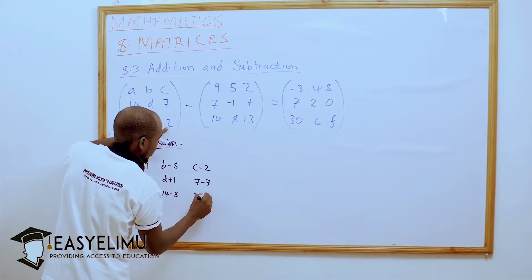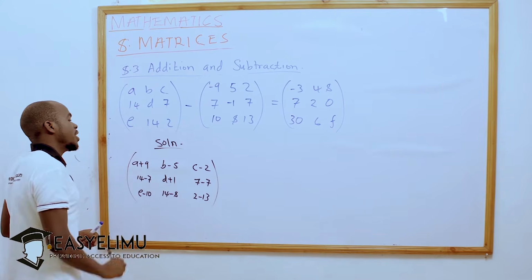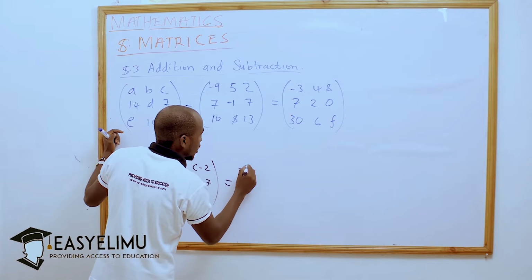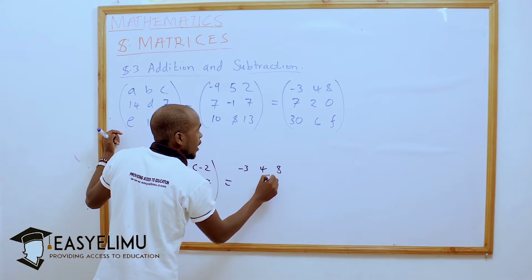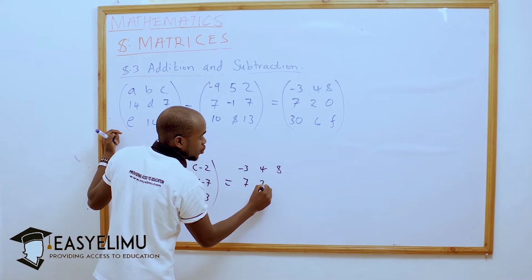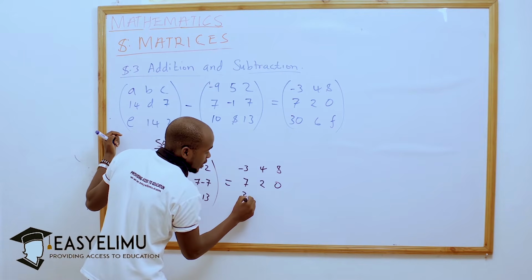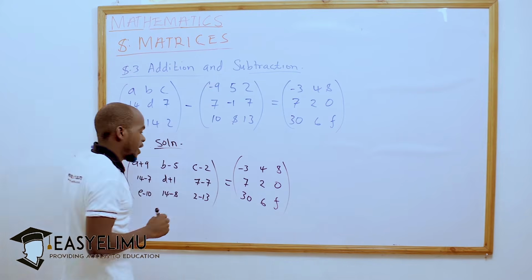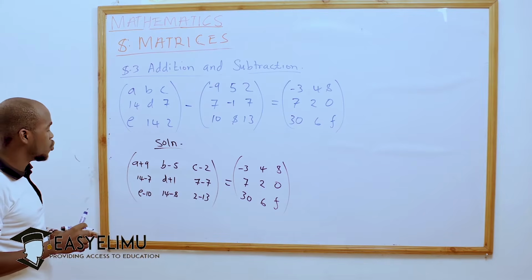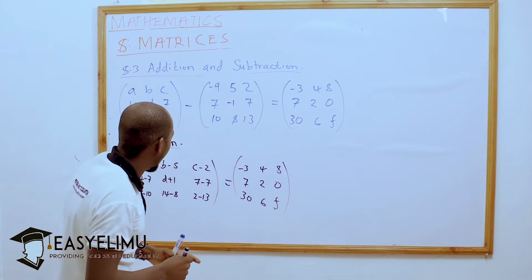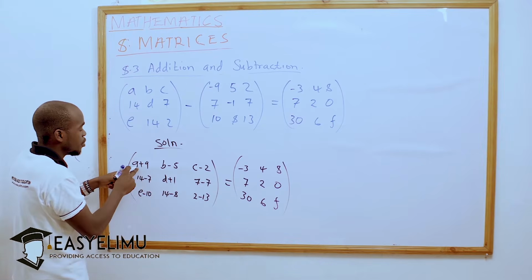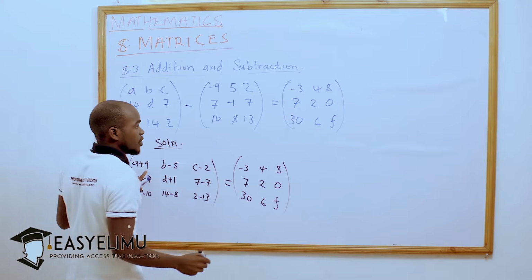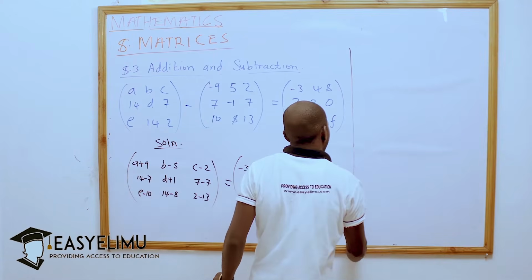We can see, after doing this, whatever we find on the left hand side should be equal to negative 3, 4, 8, 7, 2, 0, 36F. This is what we should find out. So you will find that if you take A plus 9 is equal to negative 3, so meaning that we can find the missing values.